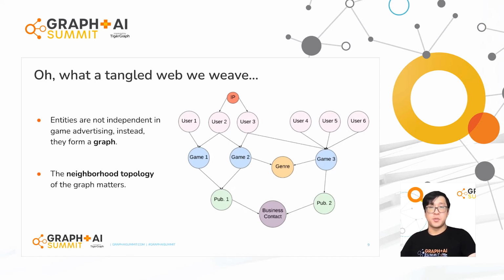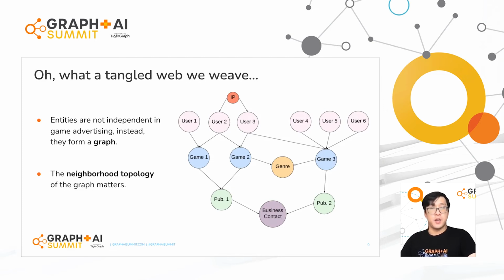So what is important in this graph? One of them is the neighborhood topology. We can see that the games, publishers, and users are connected with each other. They're forming communities and clusters. And there is also a lot of shared information between two entities.